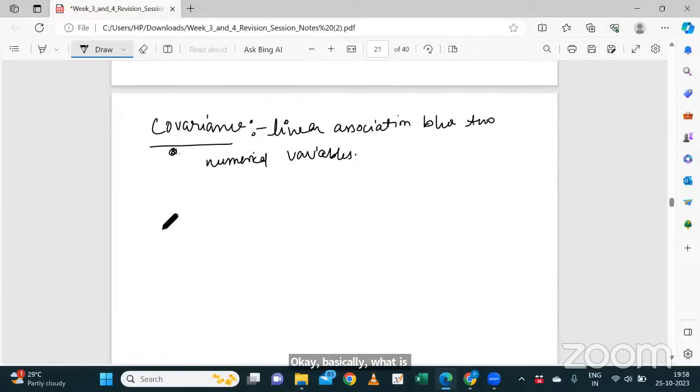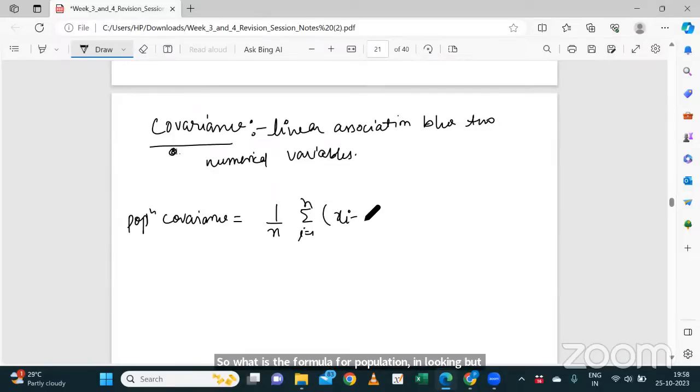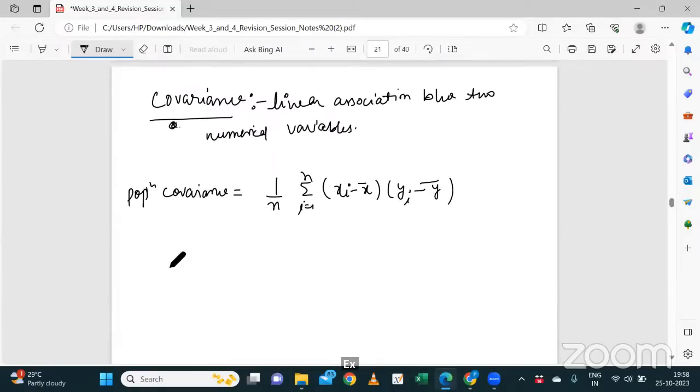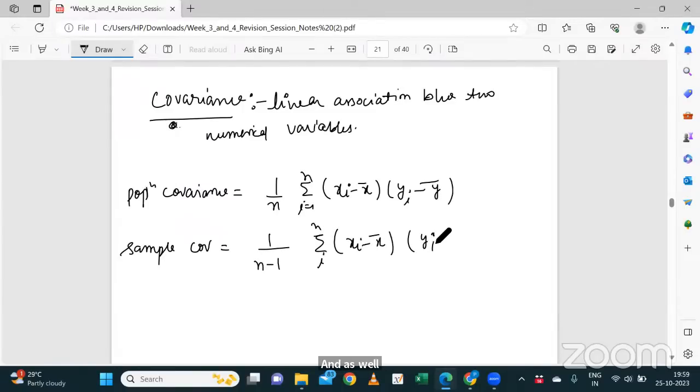As we have done population variance and sample variance, there is something called population covariance. What is the formula for population covariance? Nothing but 1 upon n, summation of i equal to 1 to n, (xi minus x bar) into (yi minus y bar). And for the sample covariance, it is nothing but 1 upon n minus 1, summation of i equal to 1 to n, (xi minus x bar) into (yi minus y bar).